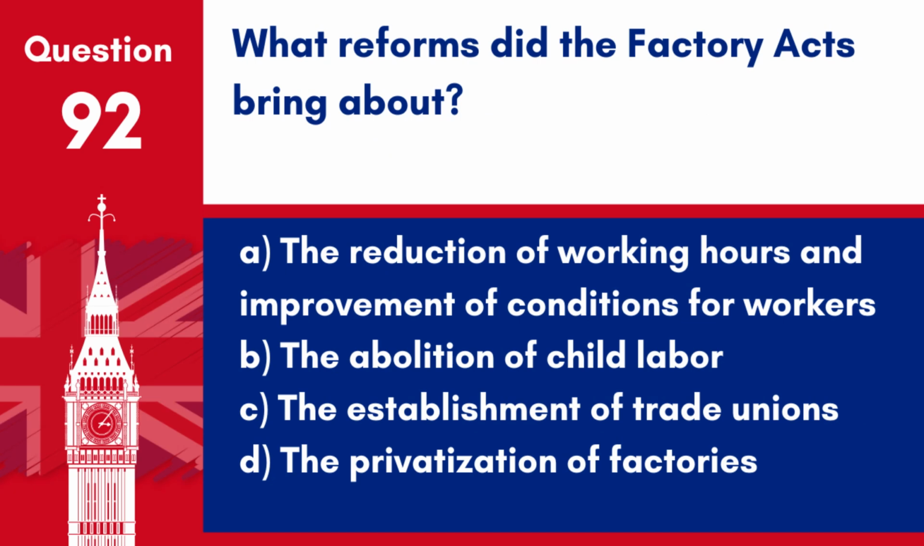Question 92. What reforms did the Factory Acts bring about? A. The reduction of working hours and improvement of conditions for workers. B. The abolition of child labour. C. The establishment of trade unions. D. The privatisation of factories. Answer: A. The reduction of working hours and improvement of conditions for workers. The Factory Acts introduced reforms such as reducing working hours and improving conditions for workers, particularly for women and children.